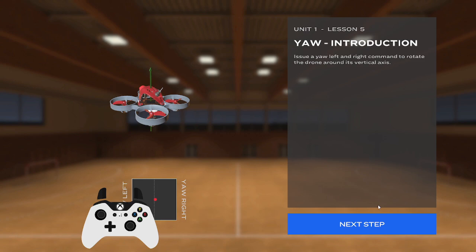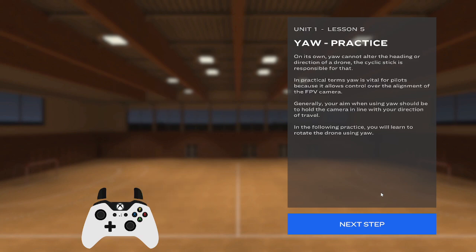Yaw practice. On its own, yaw cannot alter the heading or direction of a drone. The cyclic stick is responsible for that. In practical terms, yaw is vital for pilots because it gives the controller control over the alignment of the FPV camera. Generally, your aim when using yaw should be to hold the camera in line with your direction of travel. In the following practice, you will learn to rotate the drone using yaw. Okay.